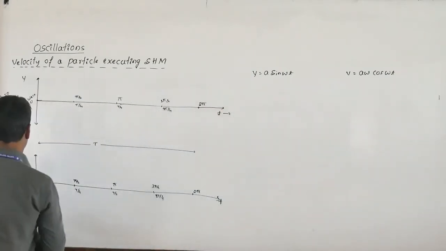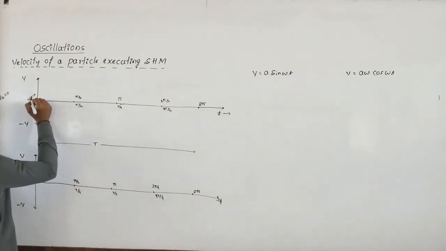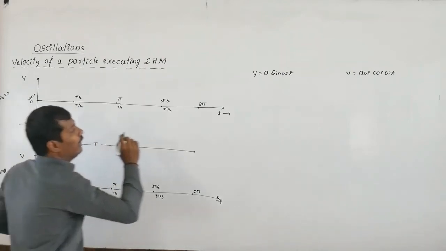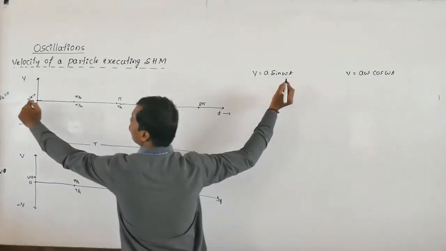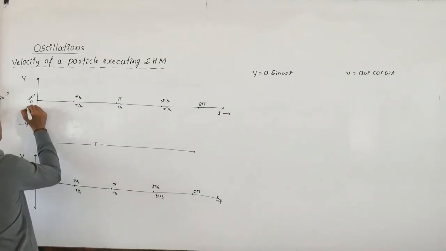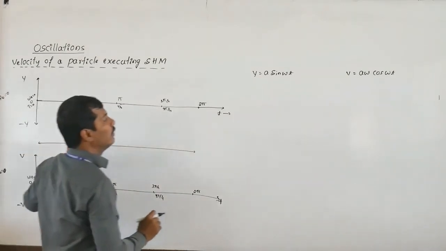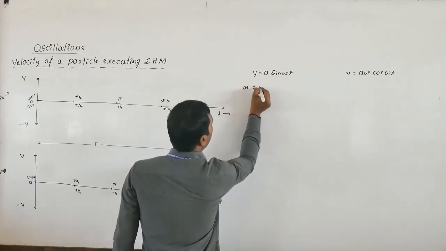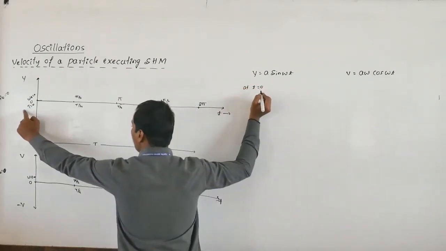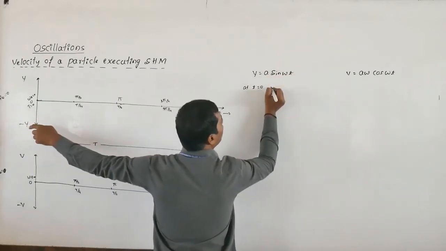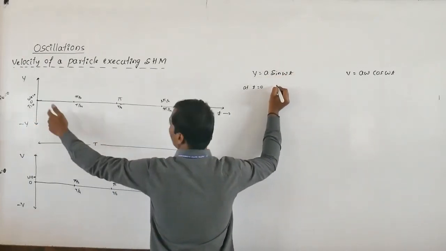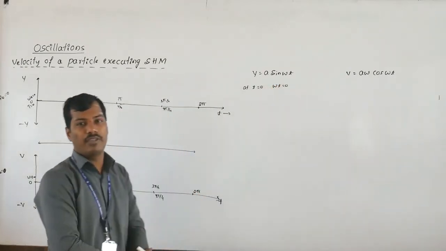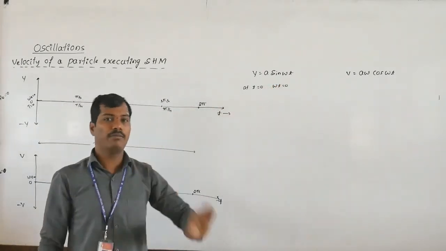Okay. First, if omega t is 0, it means at t is equal to 0, na? Here t is equal to 0. If t is equal to 0, then omega t is equal to what? That is also 0. The phase is 0. I'll calculate only one part, the remaining parts will be similar.